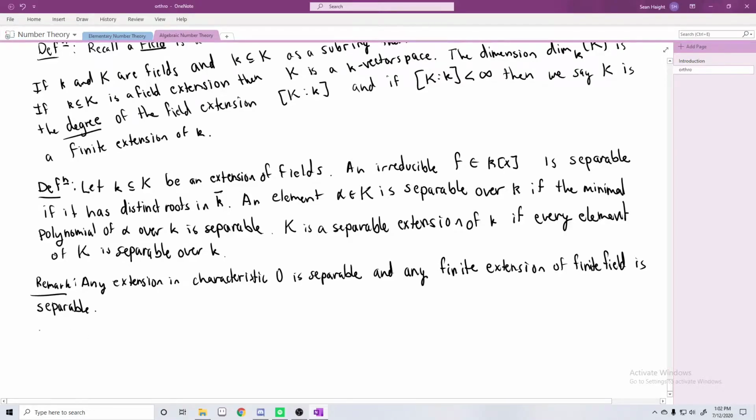So the next thing I want to talk about is the theorem of the primitive element, which turns out to be a fairly important theorem that I'm not going to prove. So I'm going to let little k and big K be an extension of fields.